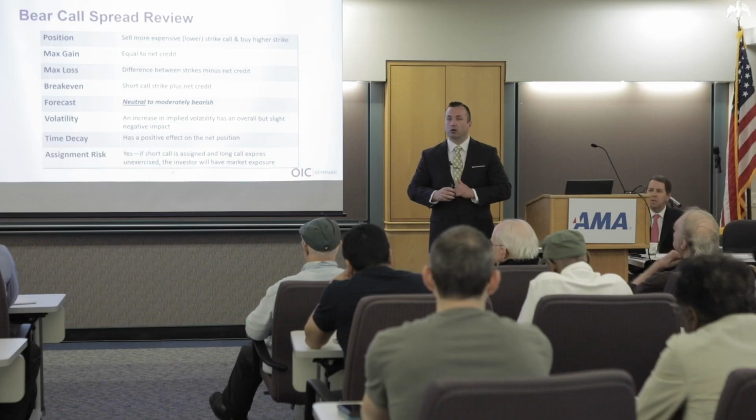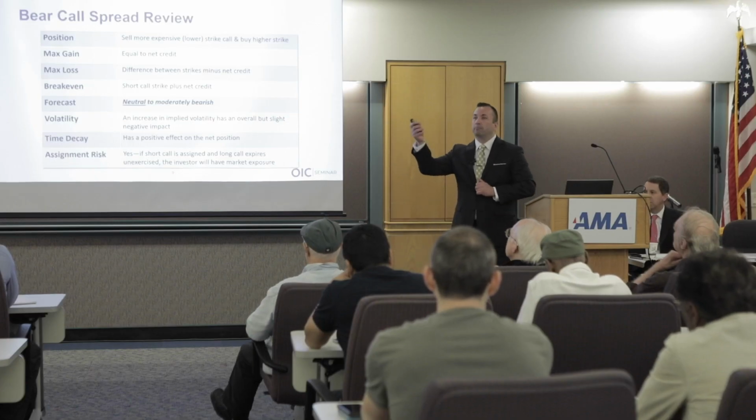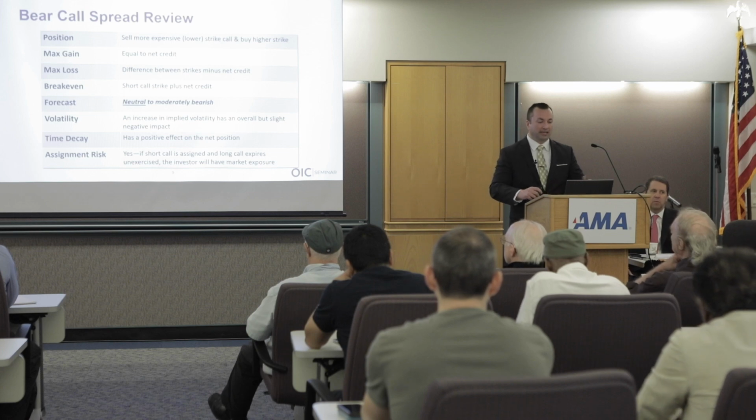The bear call spread. This would be the top half of the Iron Condor trade. Two pieces involved with this spread. First, you are selling a call, and then you're going up higher in strike and buying another call option. So two calls, selling one and buying one. You're selling the lower, more expensive strike and buying the higher, less expensive strike.